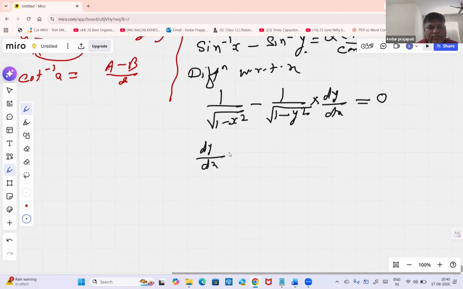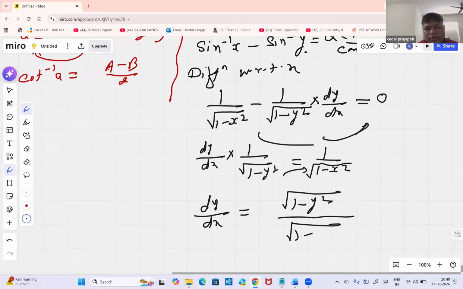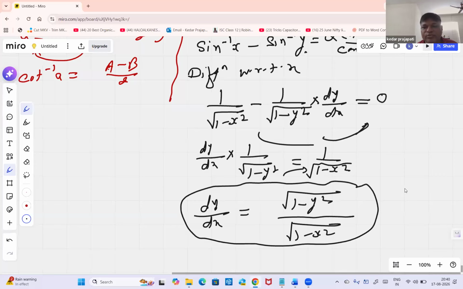dy by dx, and I'm taking this side, okay? So this will become root over 1 minus y square is equal to root over 1 minus x square. So from here, dy by dx is how much? Cross multiply: root of 1 minus y square by 1 minus x square. This is what was asked to prove.